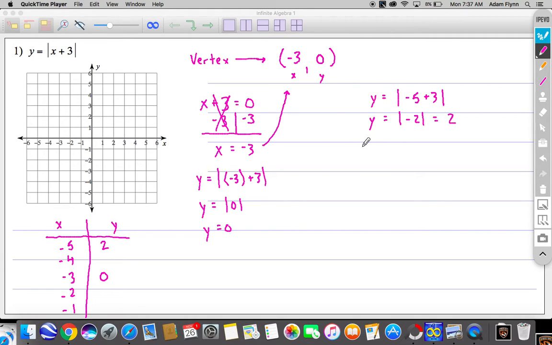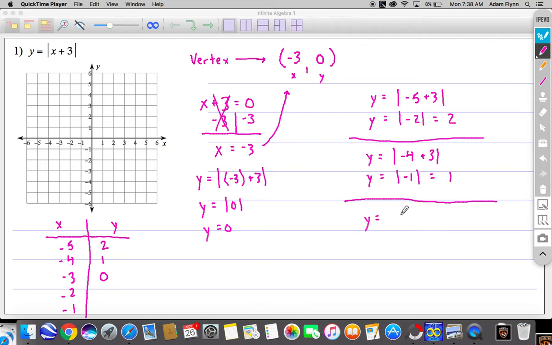So now I'll do negative 4. Okay, negative 4 plus 3 is going to be negative 1. And the absolute value of negative 1 is 1, because negative 1 is 1 unit away from 0 on the number line. So I'll take that 1 and plug it in here. I already have my next point, my vertex, so I'll move on to negative 2.